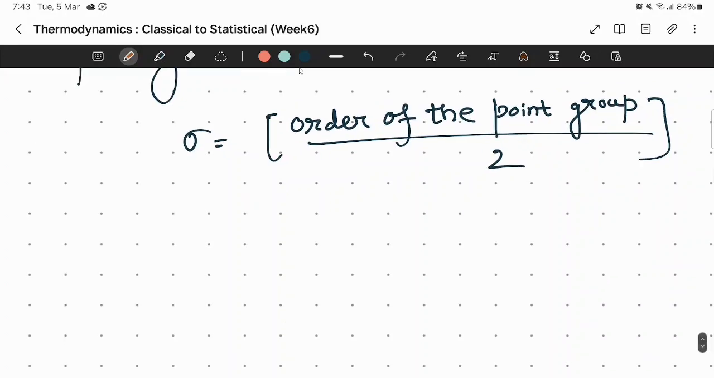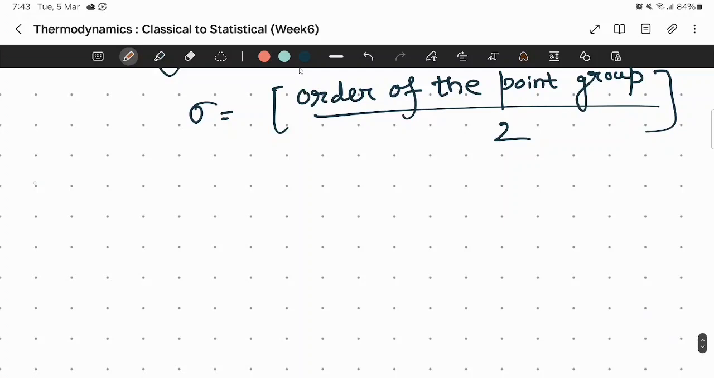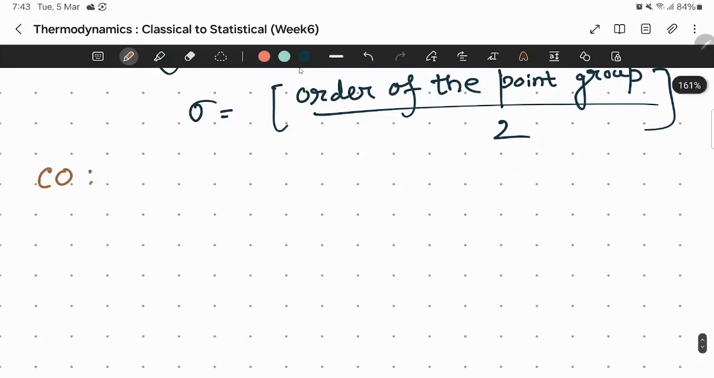So for that, you can just do it, just CO. If you see for CO, what will be the point group for CO? Or let me go to the easiest example.